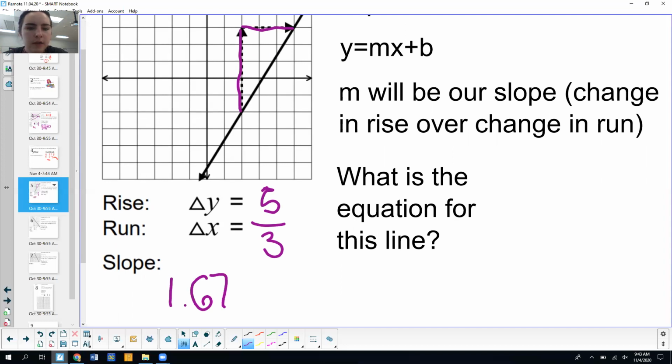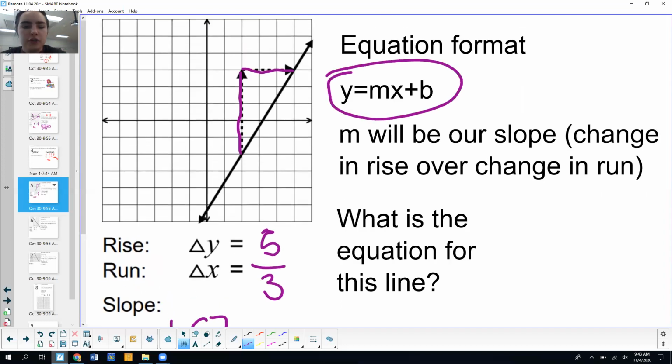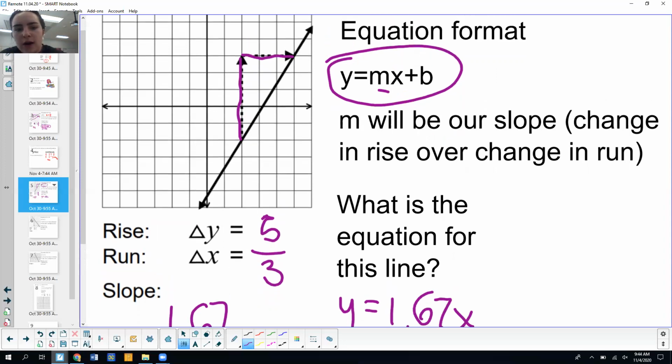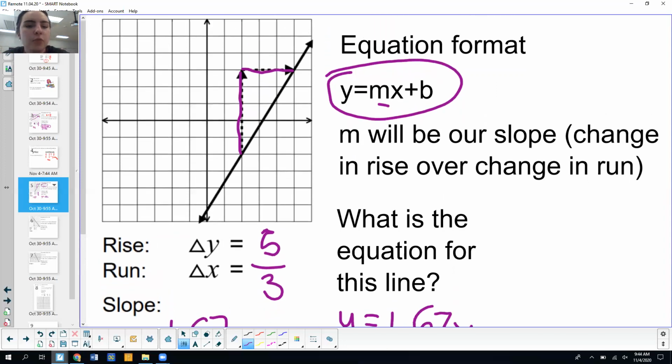So we want to plug all of our information into this formula. What is the equation for this line? We've got y equals, remember m is our slope. So m is going to be 1.67x, because we're writing an equation that would work for any point. And then that b, that y-intercept, all this means is we want to know where this line intersects the y-axis.